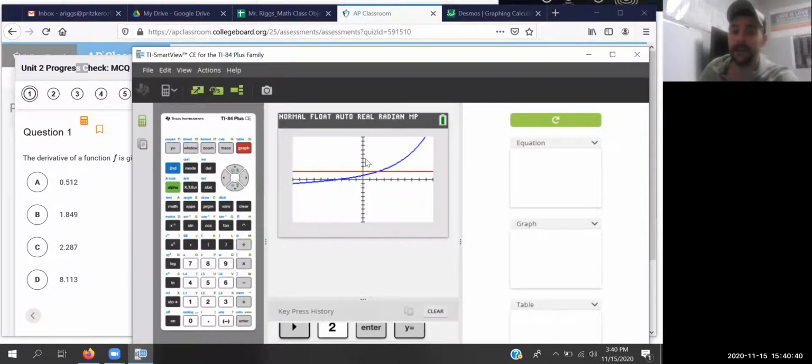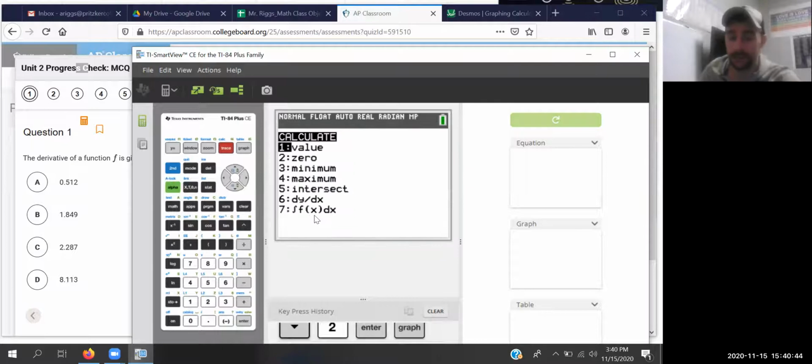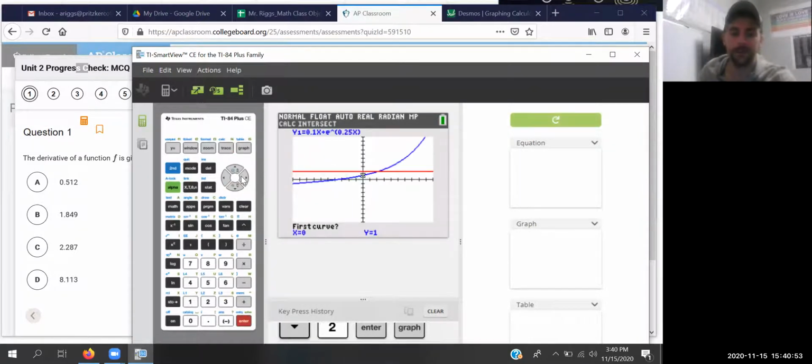So to find the intersect feature, we want to hit second and trace. We actually have a lot of really cool features. We have all these you're seeing right here. We can also scroll down to see the intersect function. And so now all I want to do, the intersect function is pretty easy.